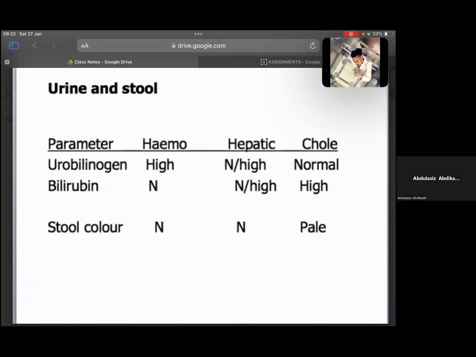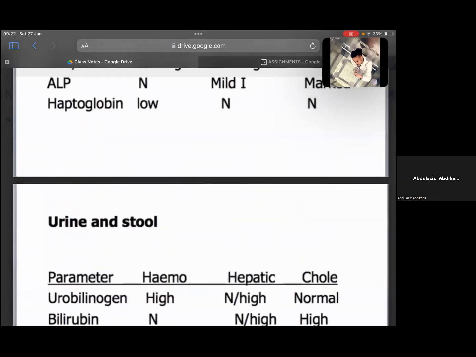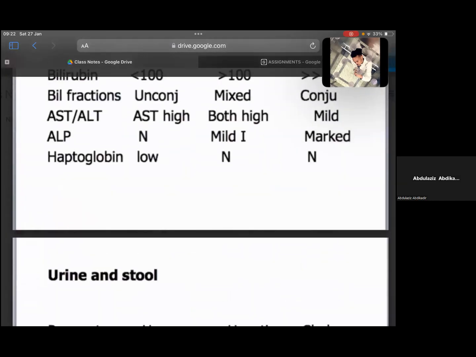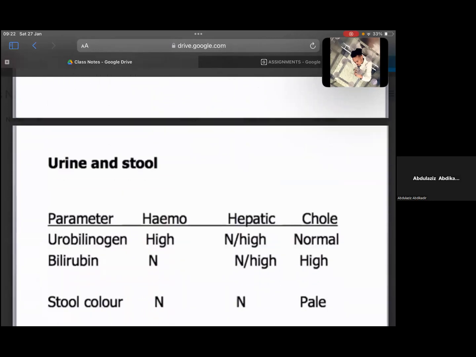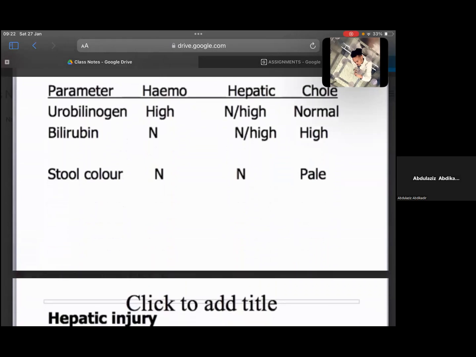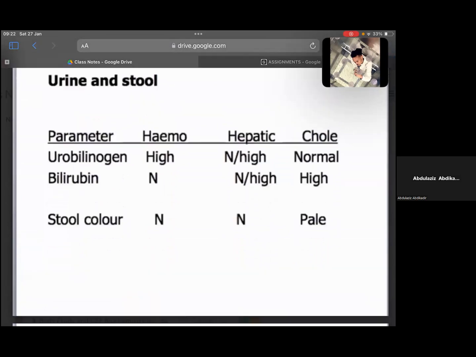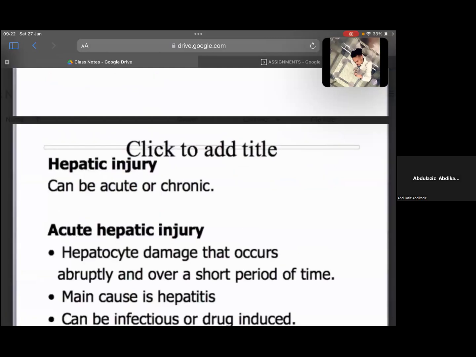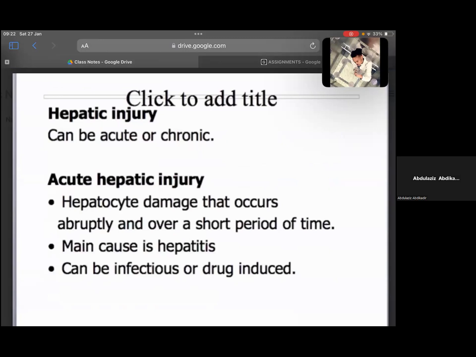In hemolysis, hemopexin is low, haptoglobin is low, and there's urobilinogen. Hemolysis is unconjugated. This one is conjugated. In hemolysis, the AST and ALT are raised; in this one it will be GGT and ALP. We are almost finishing the content bit.